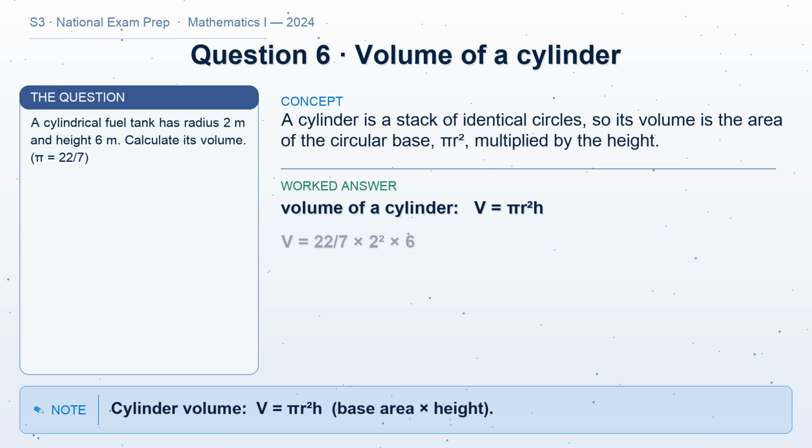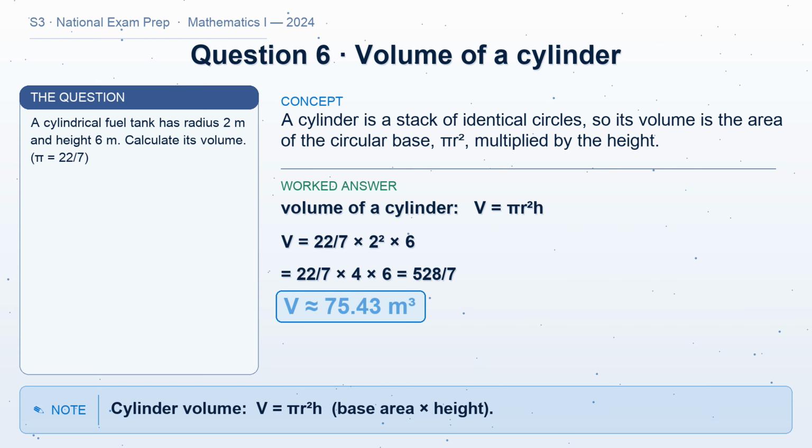That is 22/7 times 2 squared times 6. 2 squared is 4, so we have 22/7 times 4 times 6, which is 528/7. Dividing out, that is about 75.43. So the volume is about 75.43 cubic meters.